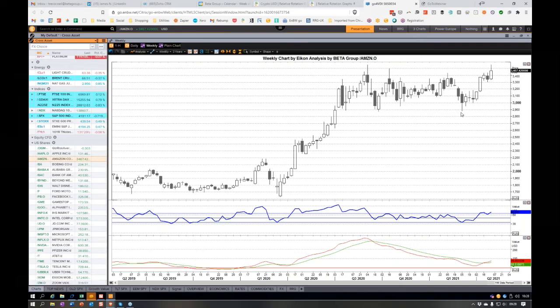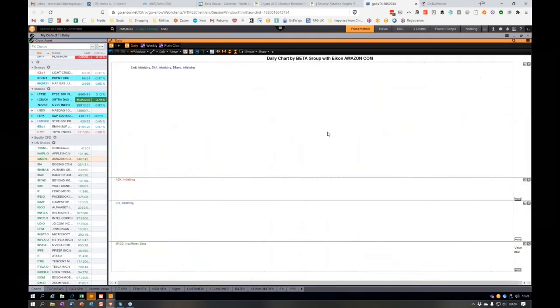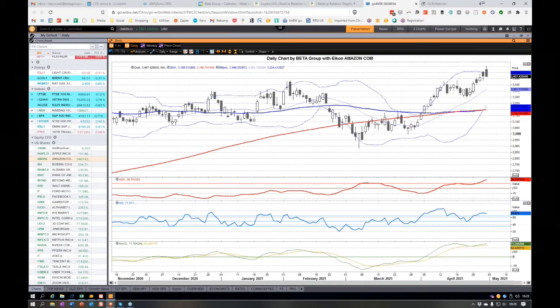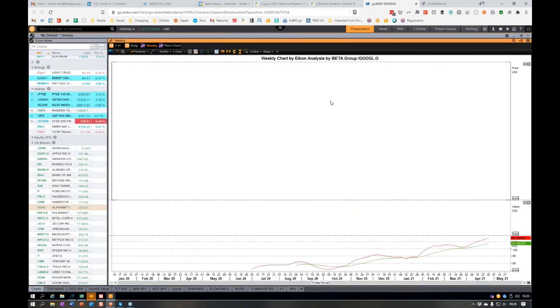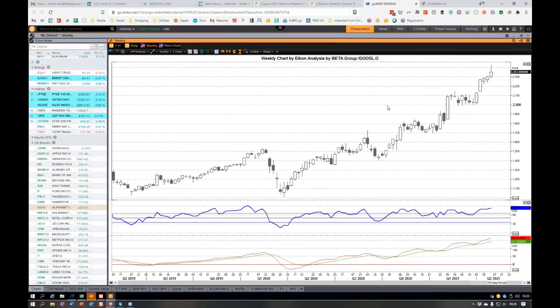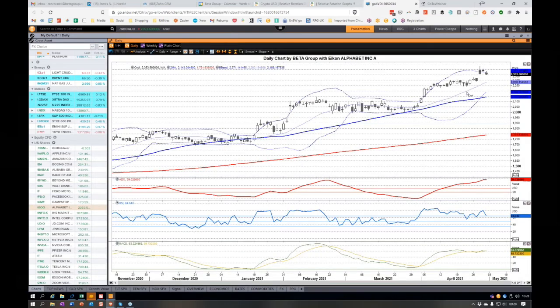Oh, I've lost Alphabet on my list. I'll take Amazon instead. Amazon is looking best of the group and retesting its old high here, having held 2,900 very, very well, and that's potentially going to break up very, very soon. So watch out for that one. But oh, here's Alphabet. I couldn't see that.